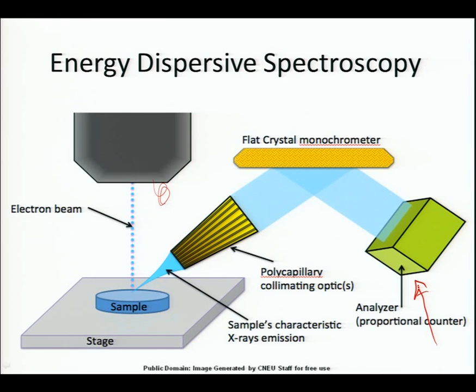They hit the sample. And then from the sample, we collect the signal and measure our X-rays at that point. So basically, in this test, we have electrons, and from interaction with the sample, we emit X-rays.